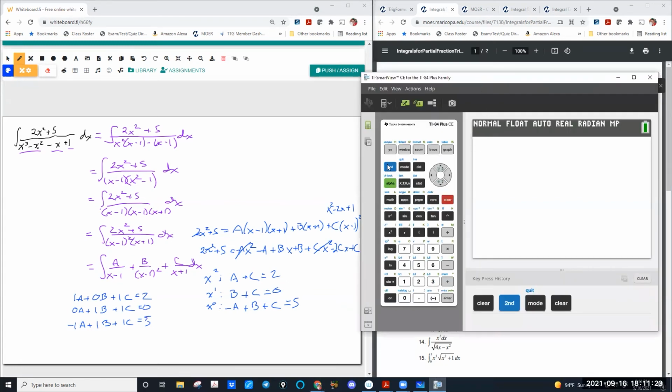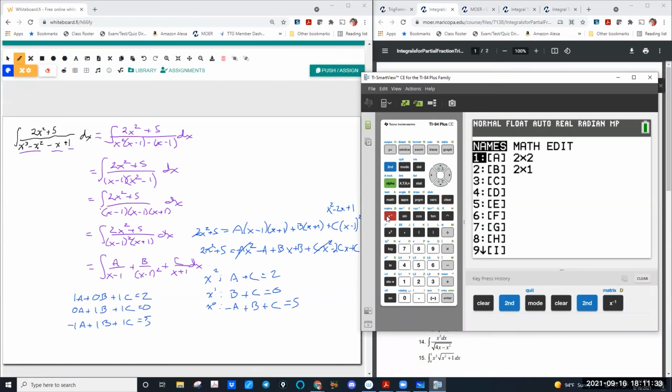There's a video of this, this is also done in the lesson, I believe, but I want to show you from the TI-84. This is the same as the TI-83. You do second matrix. We want to edit the matrix.